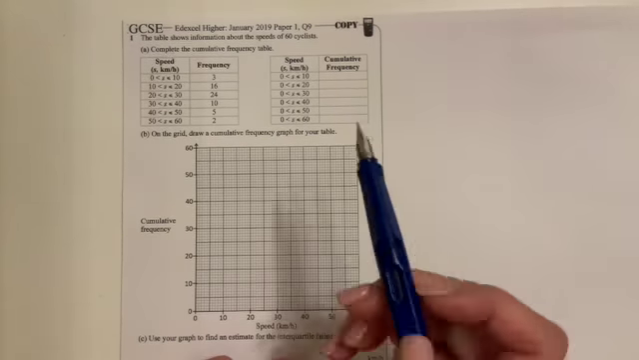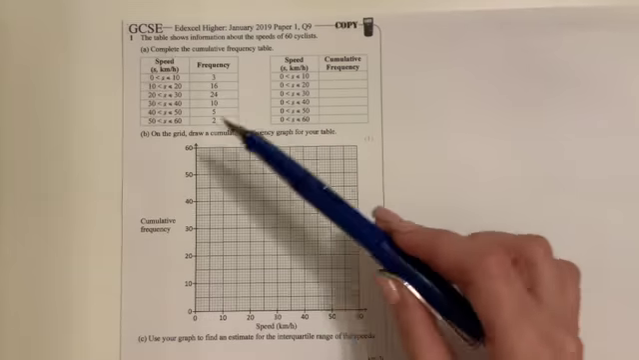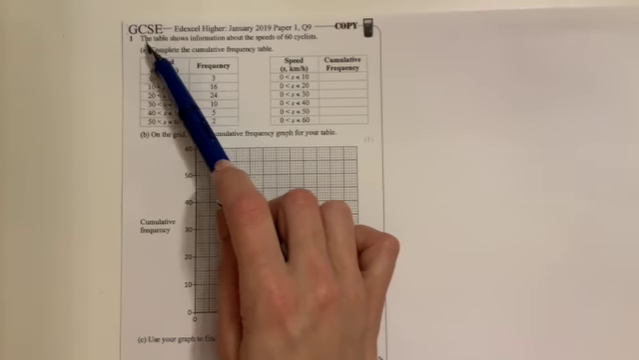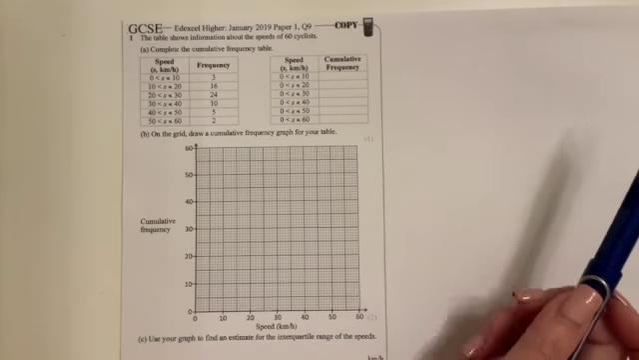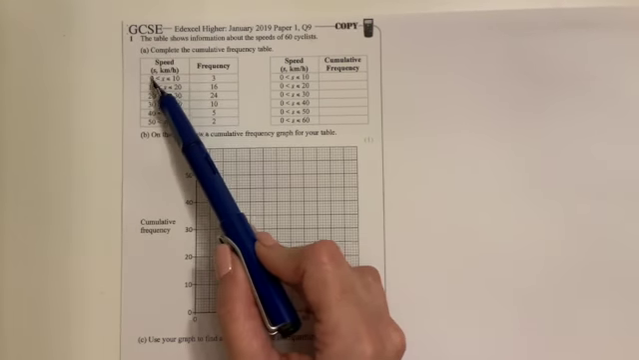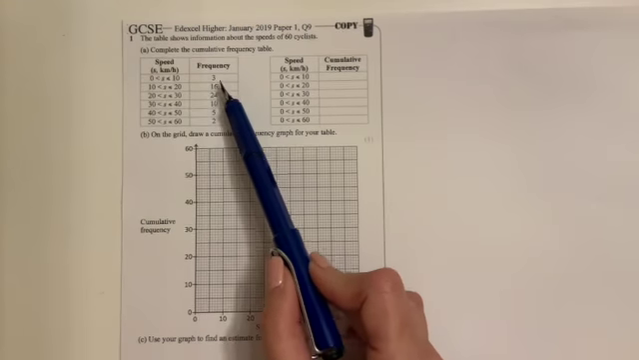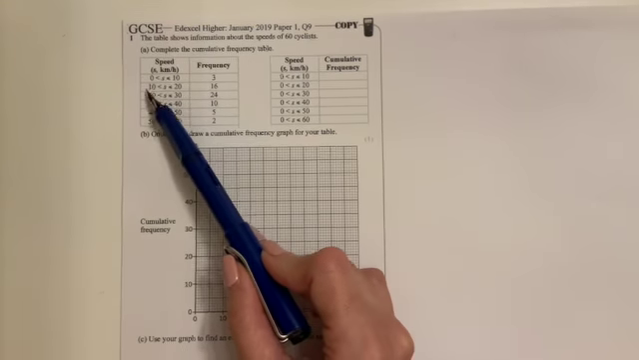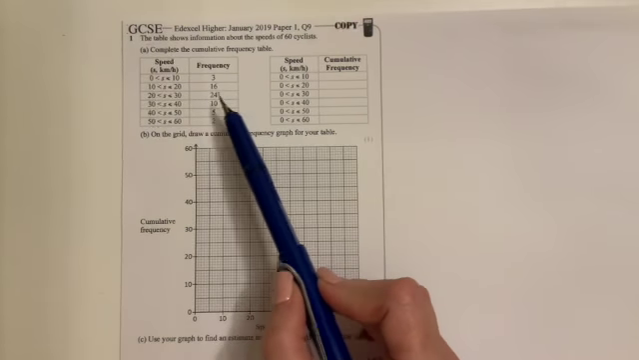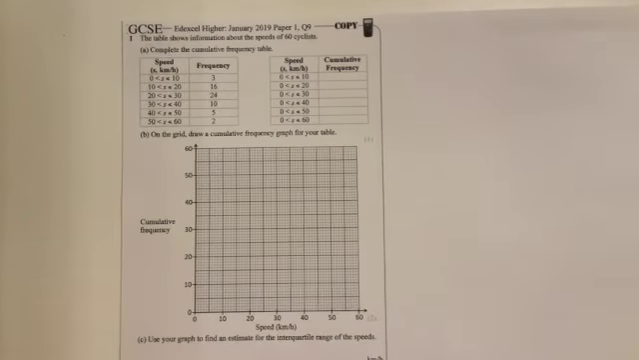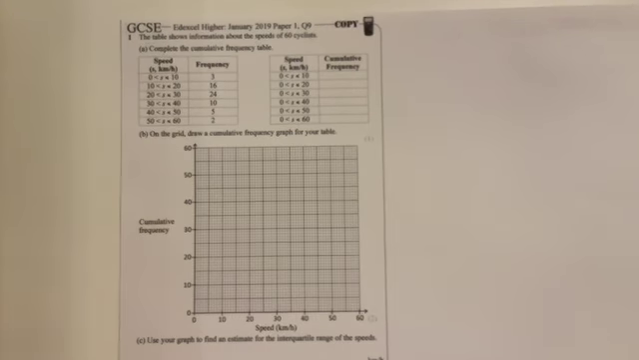So this question is a typical exam question. It says, the table shows information about the speeds of 60 cyclists. Okay, so between 0 and 10 kilometers per hour, there were 3 cyclists. 10 to 20, there were 16, 20 to 30, there were 24. Okay, so that you understand how that table works, hopefully.